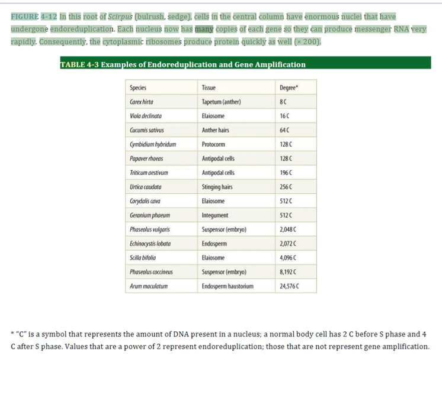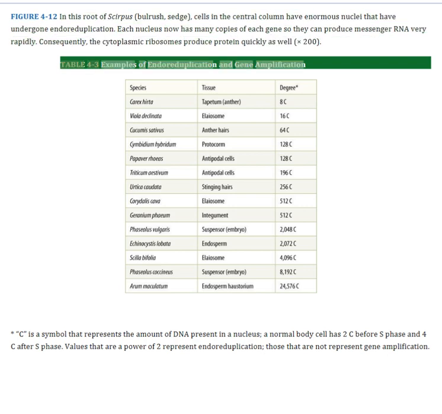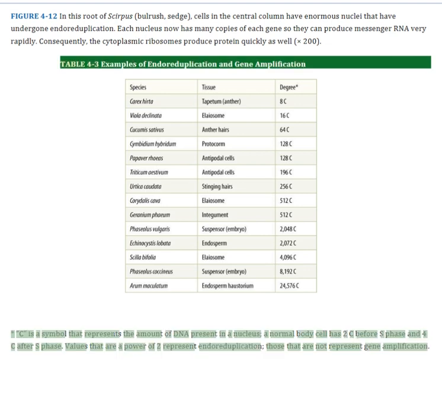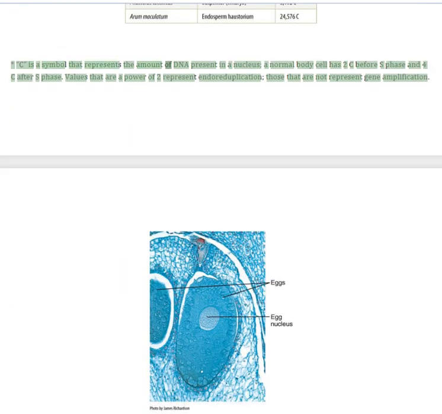Each nucleus now has many copies of each gene, so they can produce messenger RNA very rapidly. Consequently, the cytoplasmic ribosomes produce protein quickly as well. Table 4.3 shows examples of endoreduplication and gene amplification. C is a symbol that represents the amount of DNA present in a nucleus. A normal body cell has 2C before S phase and 4C after S phase. Values that are a power of 2 represent endoreduplication, those that are not represent gene amplification.